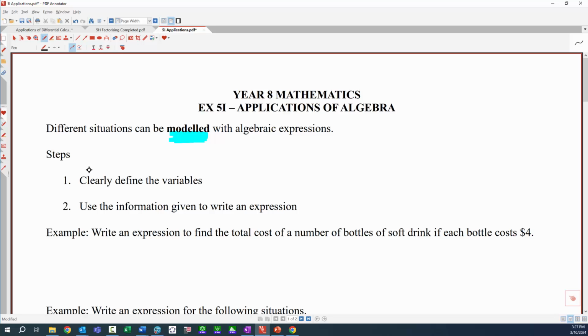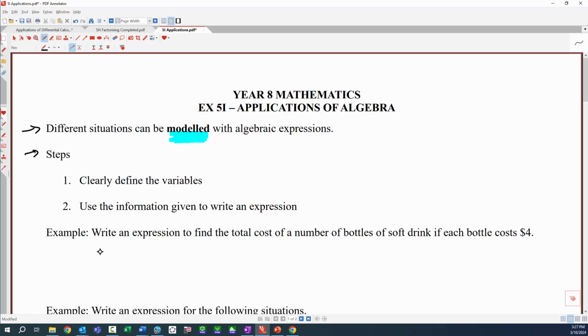So it's a two-step process, and what you're going to do is get these notes down into your book, please. The first note is different situations can be modelled with algebraic expressions, and then get down the steps. Step 1 is to clearly define the variables, and step 2 is to use the information given to write an expression. Can you please pause the video here and write those down.